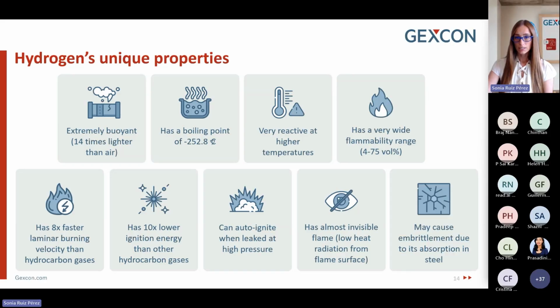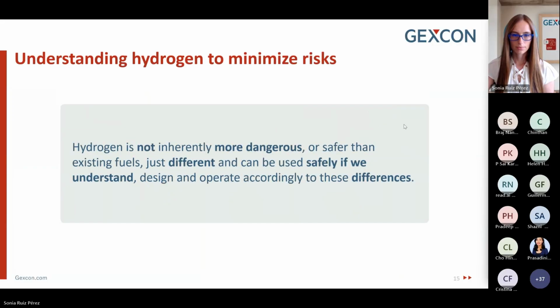And another critical aspect is hydrogen's potential to cause material embrittlement, which requires careful selection of materials for storage and transport to avoid structural failures. In summary, while hydrogen's properties create specific challenges, this can be managed effectively through robust leak detection, proper ventilation, and strict adherence to engineering standards. So understanding these properties is very important to ensure hydrogen safety.